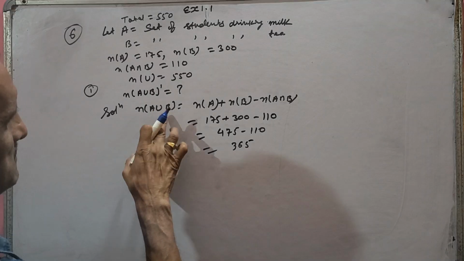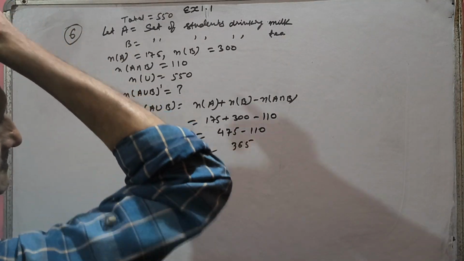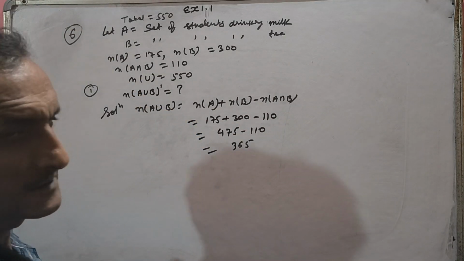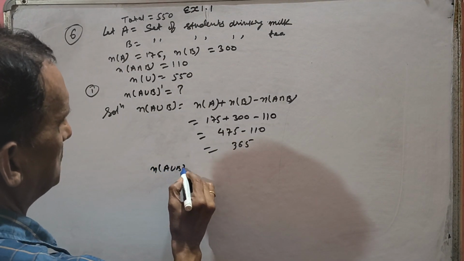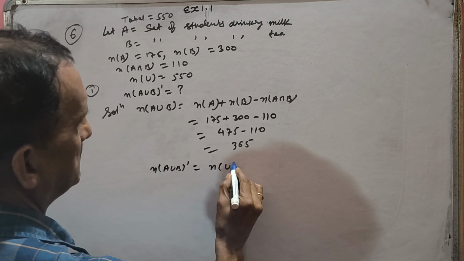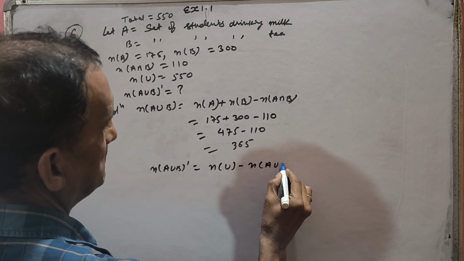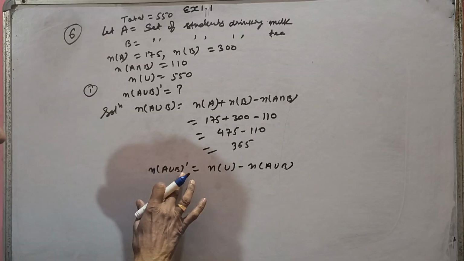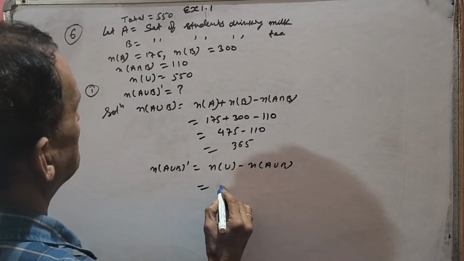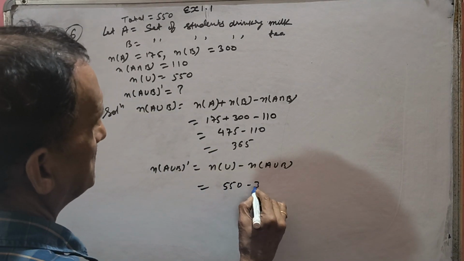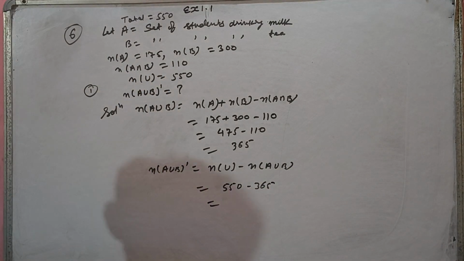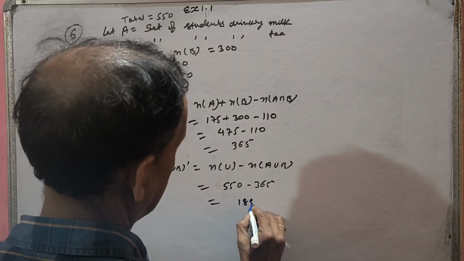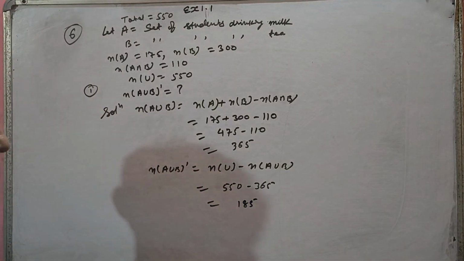So this is A union B, meaning either milk or tea, but we have to find neither milk nor tea. So that is n of (A union B) whole complement. How will you find it? n(U) minus n(A union B). To find the complement, n(U) is given 550 minus 365. So subtract. There are 185 students who drink neither milk nor tea.